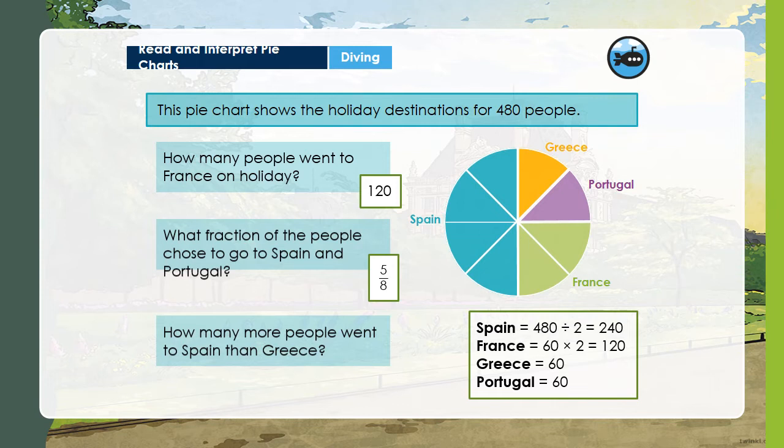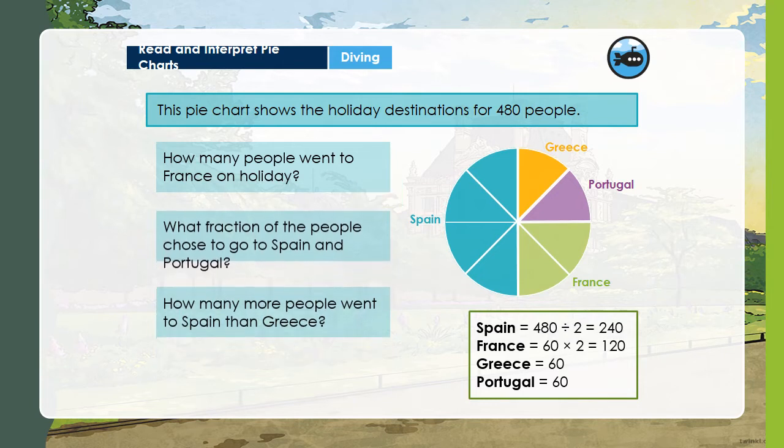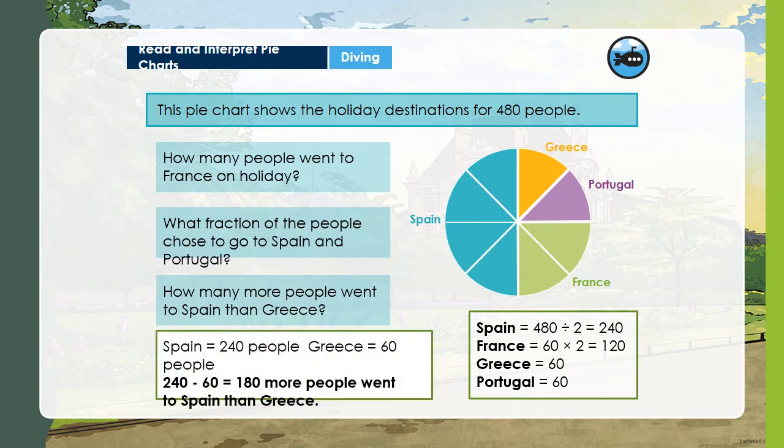240 minus 60, well, the way that we can do that is ignore the 0 on 240 and ignore the 0 on 60. What's 24 minus 6? That's right, it is 18. So what's 240 minus 60? We'll put that 0 back on and we get 180. So 180 more people went to Spain than Greece.